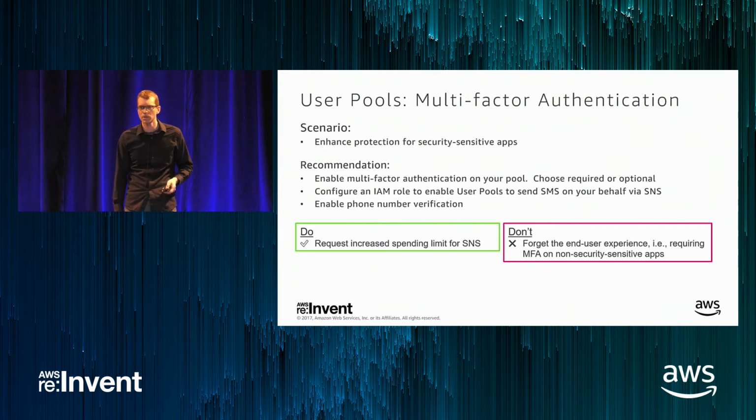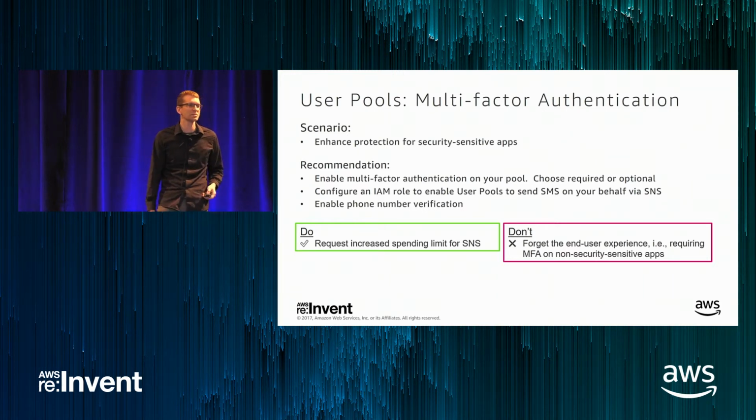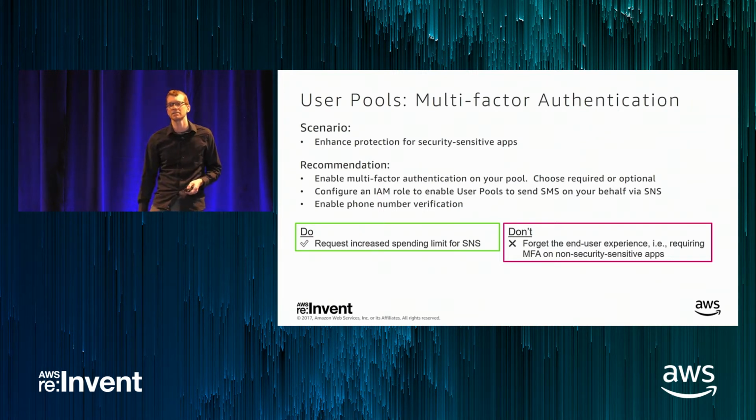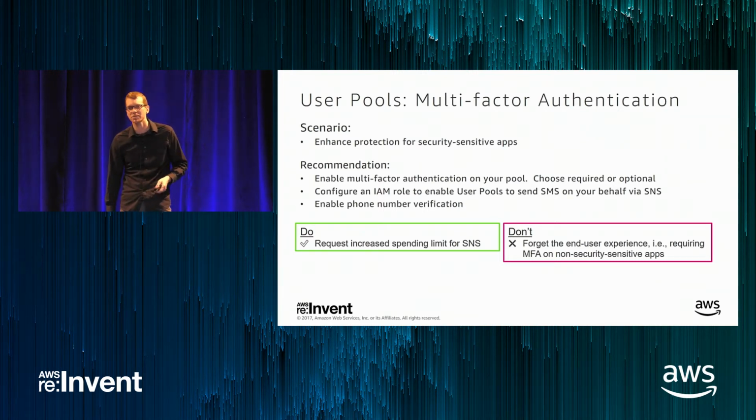And then you want to enable phone number verification. We don't send text messages unless the end user has verified their phone number to prevent spamming. So with do's and don'ts, be sure to request a spending limit increase for SNS if you're using SMS. We only allow you to send maybe 50 or 100 text messages with the default limit, so make sure you get an increase there. And also, don't forget about the end user experience. If you're making some app that doesn't have assets that need secure protection, don't just turn on MFA for all of your users and make it required.